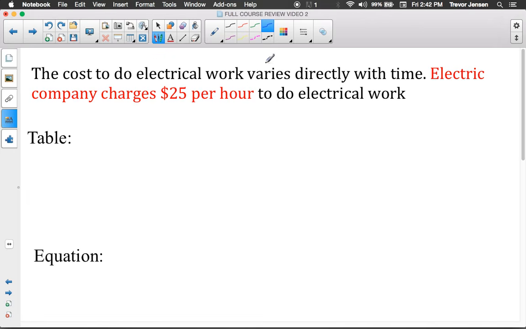So cost due to electrical work varies directly with time, so it tells us it's a direct variation, and it's the relationship between cost and time. And in this case, cost depends on time, so cost is dependent, time is independent. They charge $25 per hour. It tells us how much it costs for every 1 hour, so we know our rate of change. We know our m value is 25 in this case through electrical work.